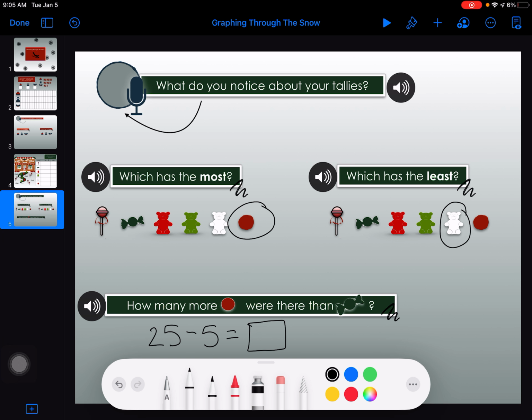25 minus 5. There are a couple different strategies you can use to solve this problem that we have learned. I want you to think of one strategy to use that we've learned before, and I want you to solve this problem. Push play when you're ready to work through the problem and check your answer.